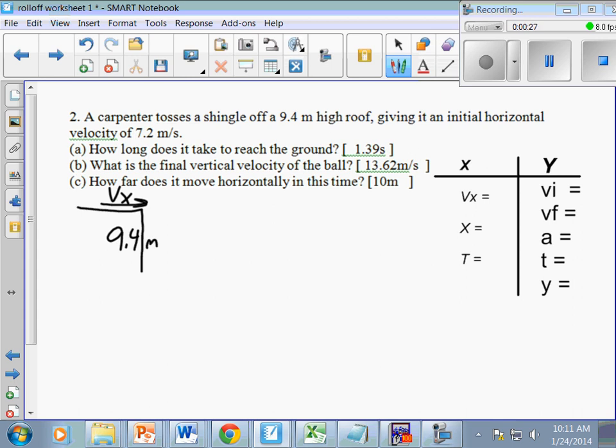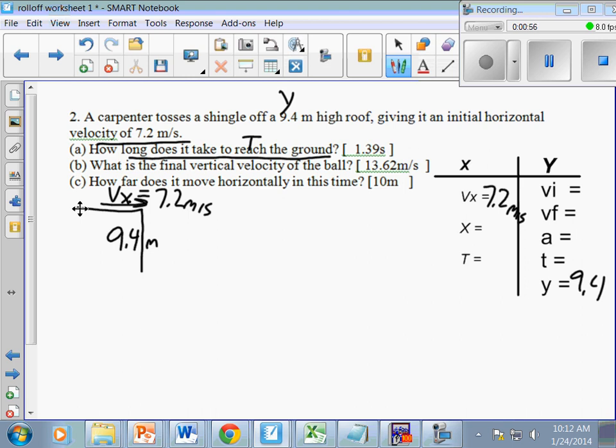That would be the y variable, so 9.4. And initial horizontal velocity, so they're talking about Vx right here, is 7.2 meters per second. So that's going to go here, 7.2 meters per second. And how long does it take to reach the ground? So what they're asking for here is t.